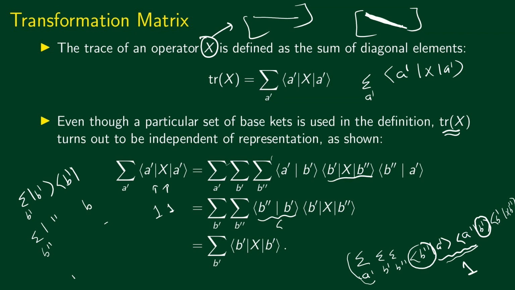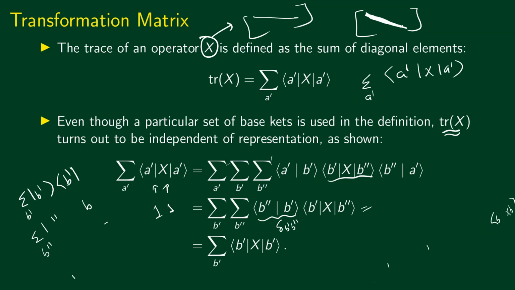By orthonormality, this is delta B prime B double prime. Now I can carry out the summation over B double prime. Maybe I should write it here. This can be written as sum over B prime, sum over B double prime, delta B double prime B prime, and I've got bra B prime X ket B double prime.